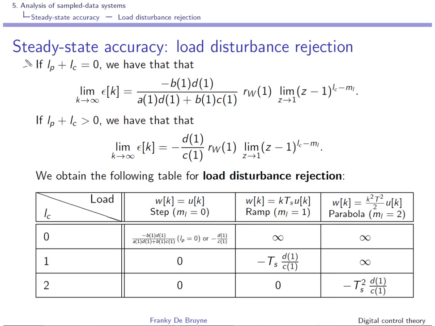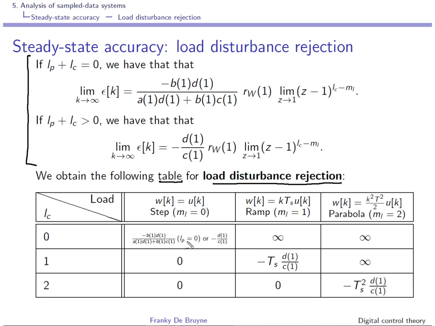So these are the two expressions that we had found in the previous slide. Remember that we are considering load disturbance rejection, and what you can now do is construct a table. If LC is equal to 0, then if you want to reject a step-like load disturbance signal, you will have problems, and there will be a steady state error.